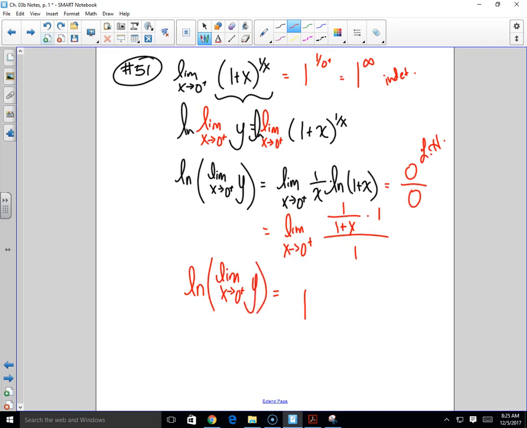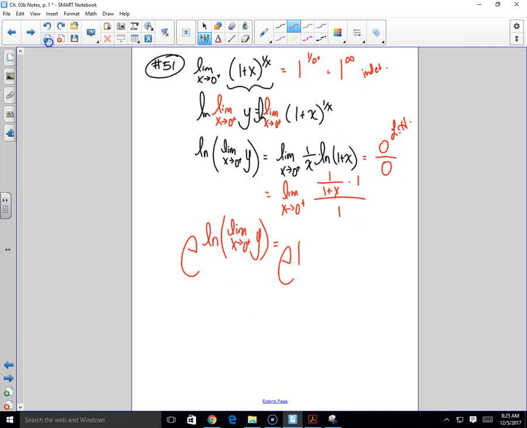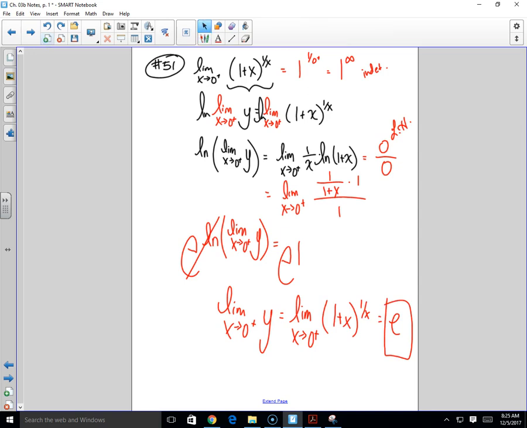So if I want this guy, I have to undo this guy. So what am I going to do to both sides? Let's throw in e. Now I can say the limit as x approaches 0 positive of y, which is the same thing as the limit as x approaches 0 positive of who y was, that makes sense, equals e.